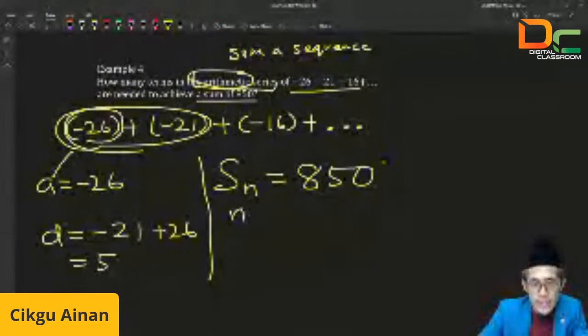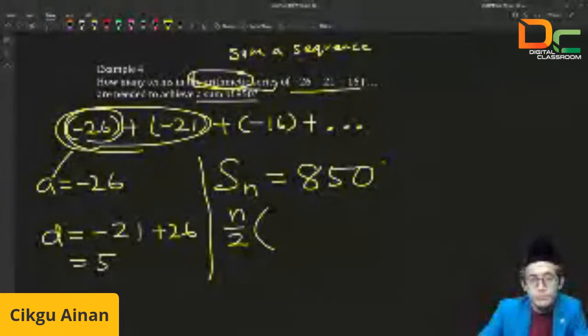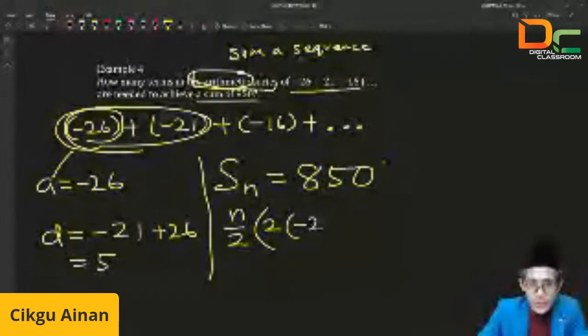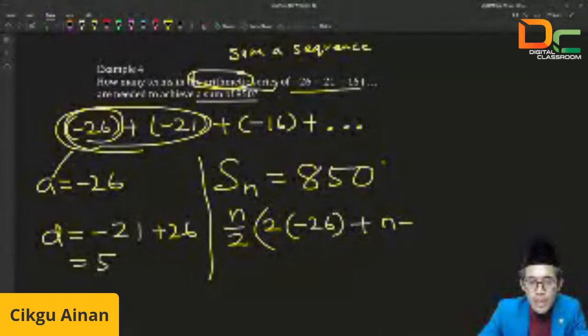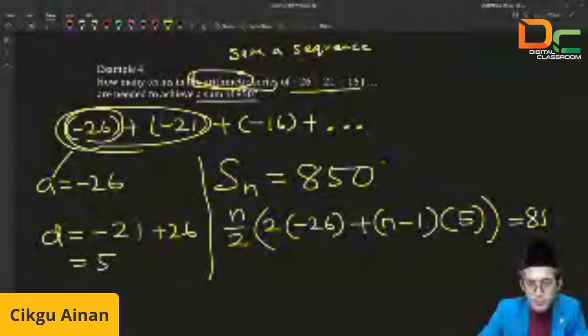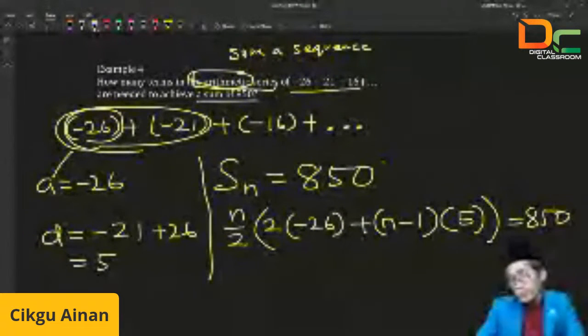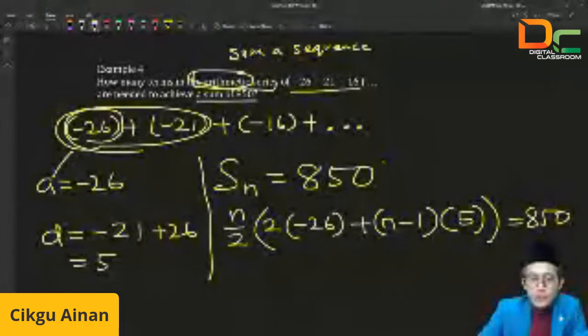Sn is n divided by 2, we double the first term. The first term is what? Minus 26. And then plus n minus 1, close them, and then multiply by the common difference of 5, close, equals 850. Now this one we can simplify.